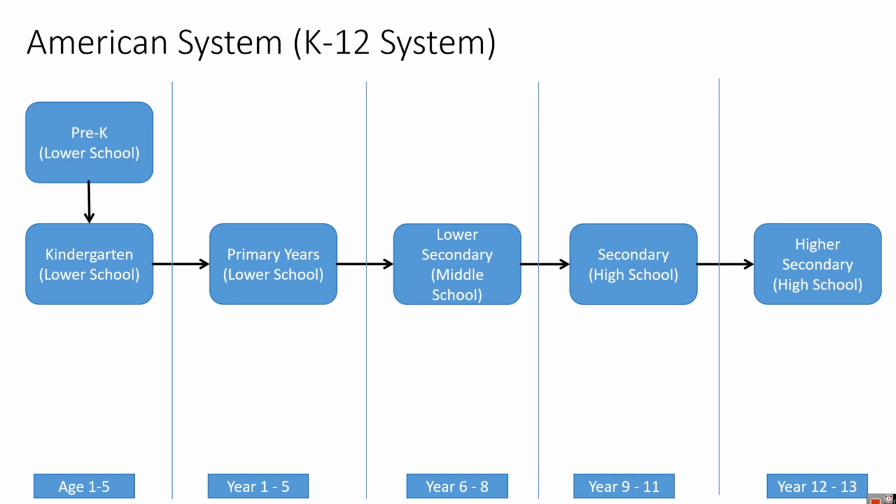Then they move towards the primary years, or the lower school they call it, which is from year 1 to 5, that is grade 1 to 5. Then they have the lower secondary, which is the middle school, grade 6 to 8. And then they have secondary, or high school as they call it in the US, and it is for grade 9 to 10, right. And then for the higher secondary, it is the high school again, which is from year 11 to 12, right. Unfortunately I did make a mistake over here for the years.